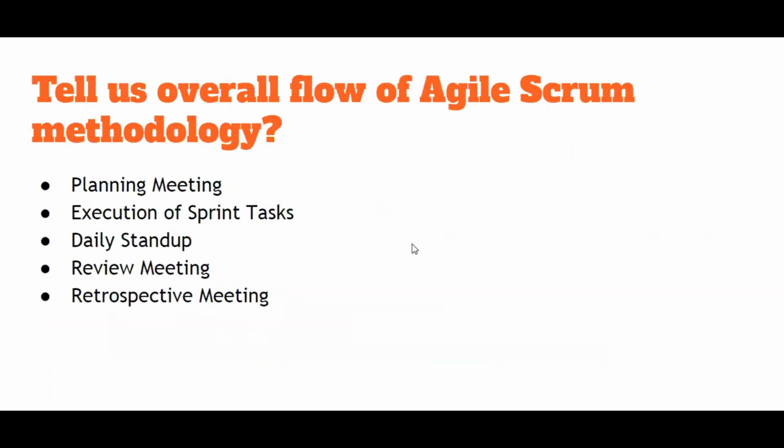Now, here we have various phases. First of all, it goes to a planning meeting, then execution of sprint tasks, then the daily stand-up where we discuss what is done and what is left, how much time it's taking, then the review meeting, then the retrospective meeting where you decide what should be the next priority, what are the other things. So these are the different phases of the Scrum methodology.